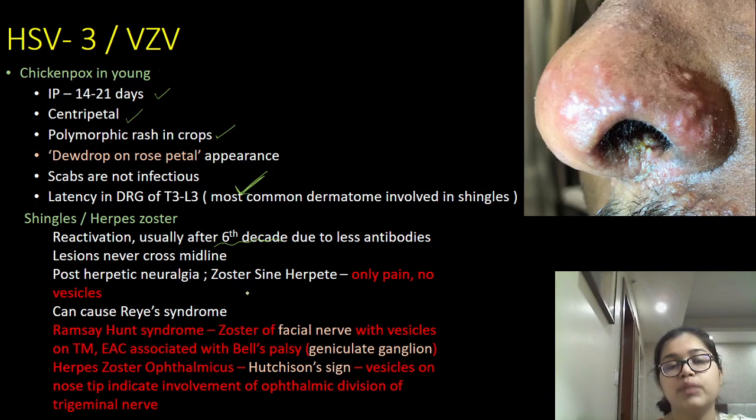Zoster sine herpete is one type of varicella infection in which there are no vesicles. There's only pain, no vesicles. Shingles can cause Reye's syndrome.